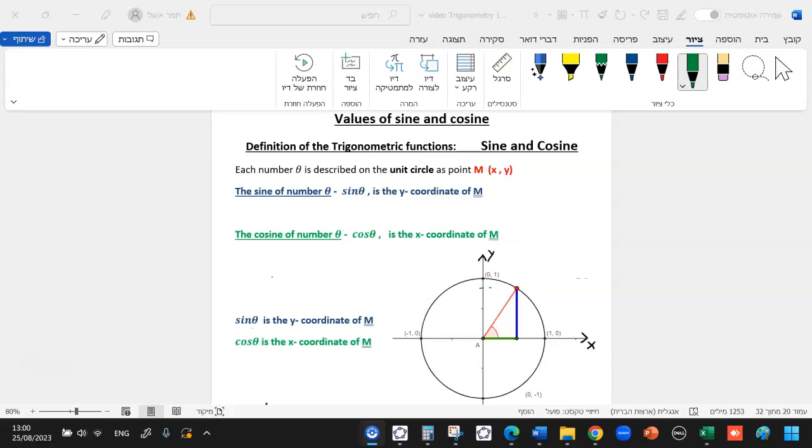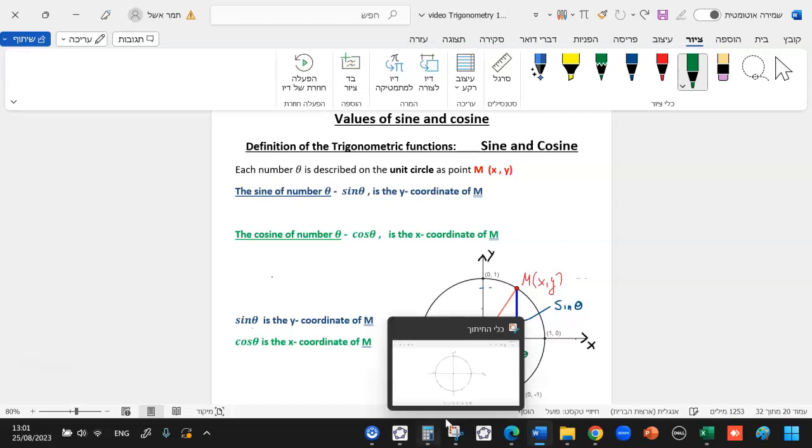So for every number theta, we can match a point on a unit circle. This is theta, we match this point N, and it has some coordinates x and y. The sine of theta is defined as the y-coordinate. This is sine theta. And the cosine of theta is defined as the x-coordinate. So this is cosine theta.